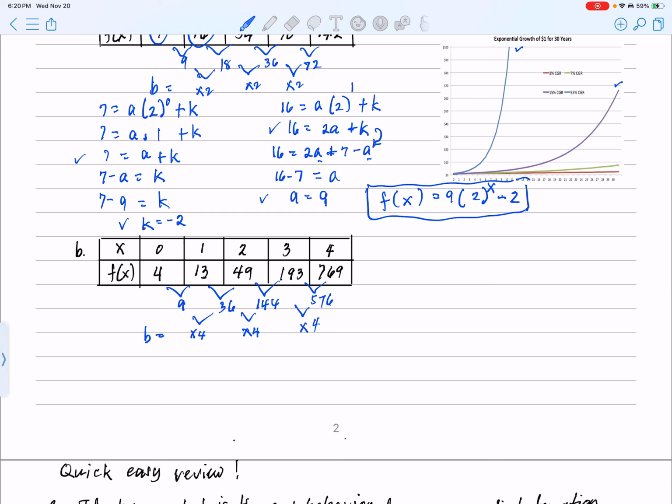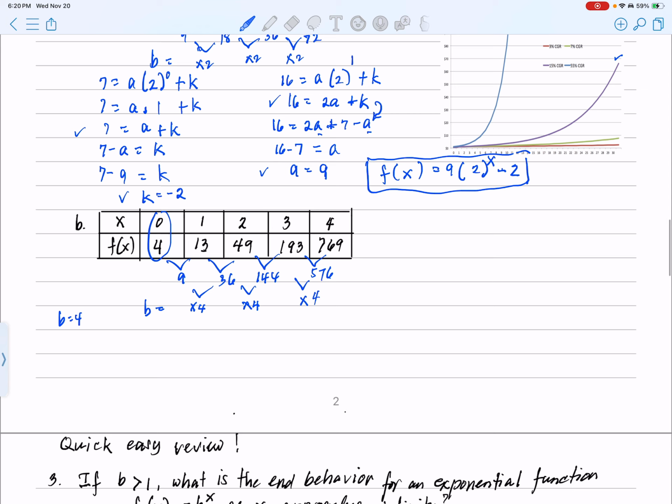All right. So do the same thing. Use the first coordinate as your trial to get the A and the K. We'll start with 4. A times B is 4 to the 0 power plus K. So 4 is equal to A times 1 plus K. So 4 is equal to A plus K.